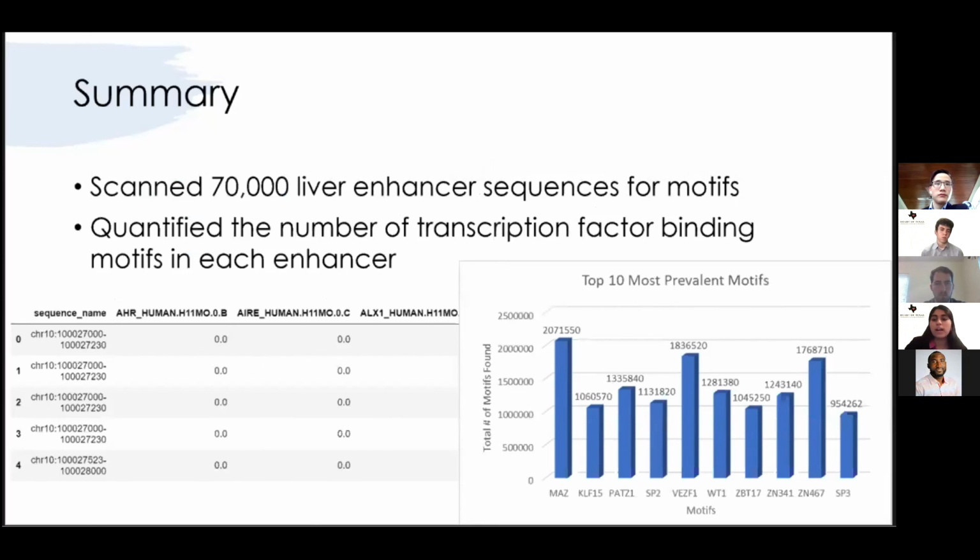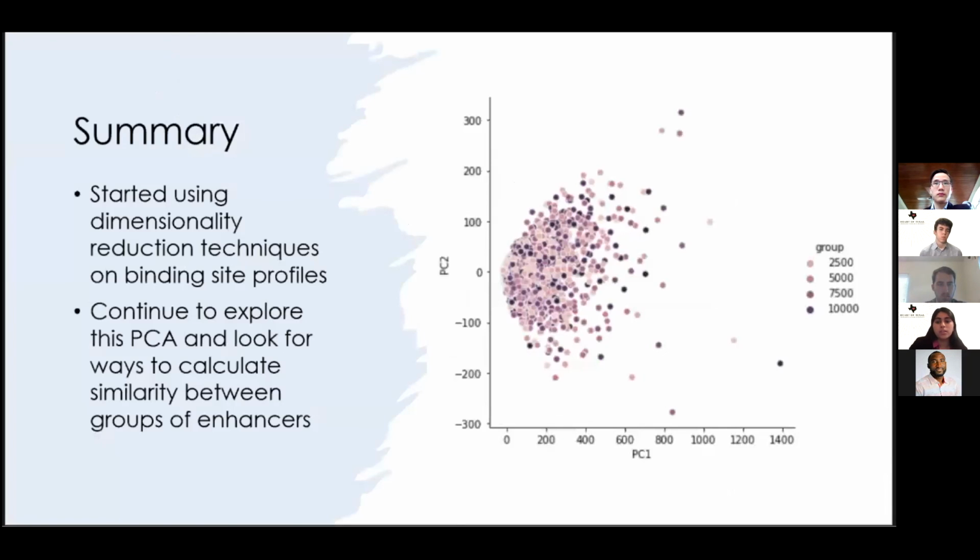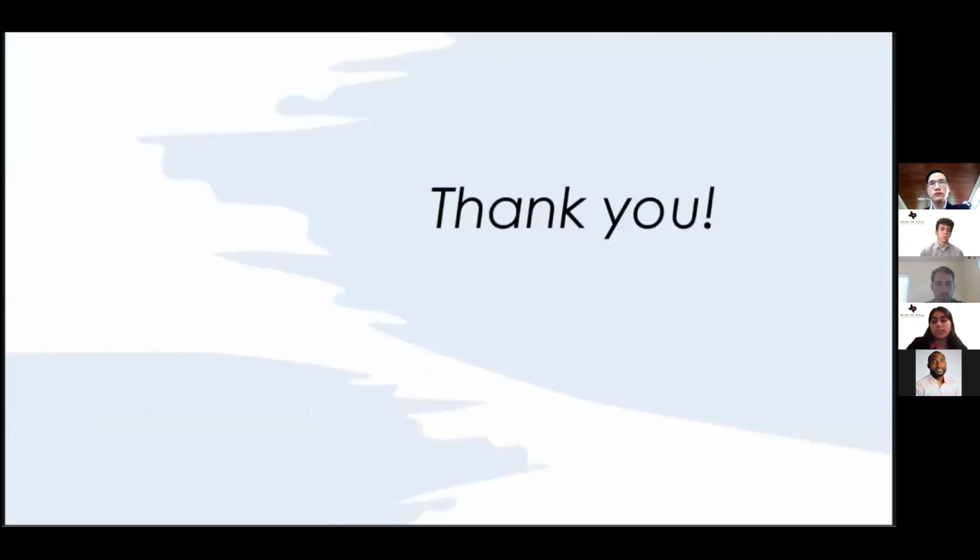So we scanned approximately 70,000 liver enhancer sequences for motifs, and we quantified the number of transcription factor binding motifs in each of these enhancers. So we started using dimensionality reduction techniques on binding site profiles, and in the future we are going to continue to explore this PCA and continue to look for ways to calculate similarity between groups of enhancers. Thank you so much for your time, and I'm open for any questions.